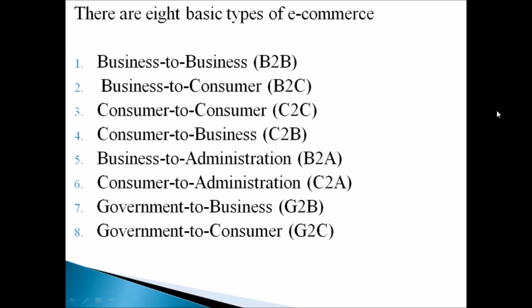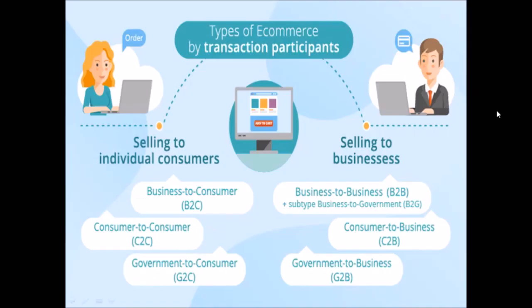So this classification can be represented in a diagram. So you can see a diagram here. Types of e-commerce by transaction participants. So who are the participants? Who may be the participants? Like business, consumer, or even a government. So based on the participants, the e-commerce type can be classified.